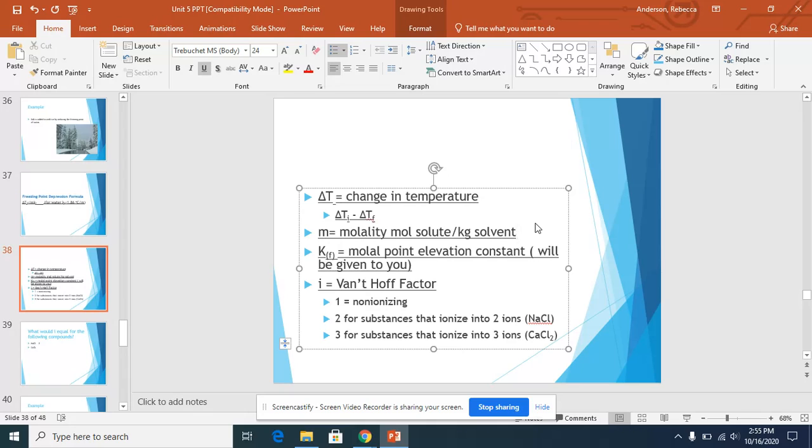If your compound is non-ionizing or it's a covalent bond, it's all C's, O's, H's, all your nonmetals, that i will be a 1. Now, if you're talking about NaCl, that is an ionic bond. You have a metal and you have a nonmetal. Since there's only 2 elements, your i will be a 2. Now, 3 is for substances that ionize into 3 ions. So we have CaCl2. Well, we know that's ionic. Ca is a metal, Cl is a nonmetal, and there's 3 elements. We have 1 Ca and 2 Cls. So since we have 3 elements, that i would be a 3.